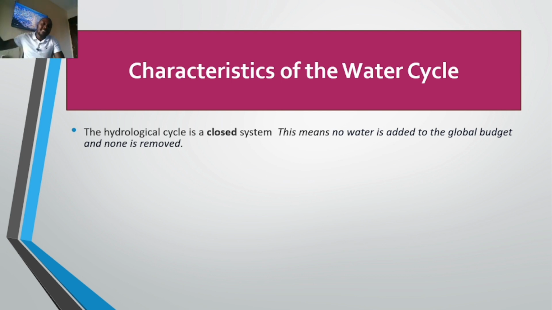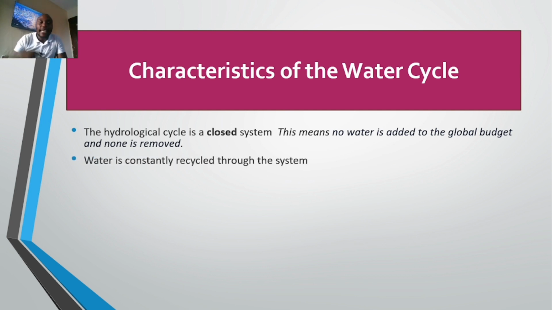There's no water which is added. God does not just come to add more water. No, it's just the water that is within the whole globe that is rotating. That's what I say, endless interchange of water from the sea, land, atmosphere. Now, that is the first characteristic.